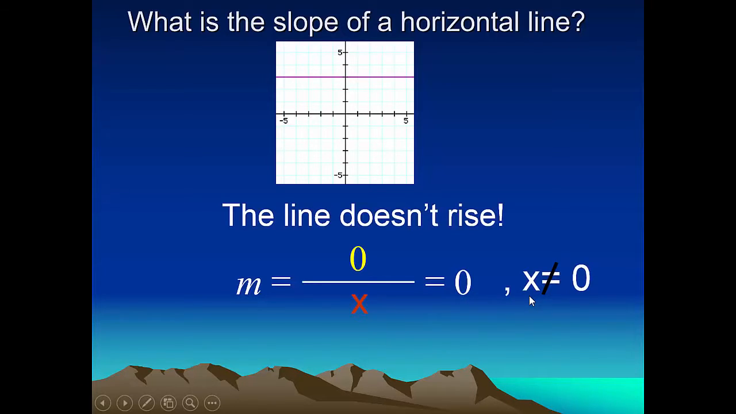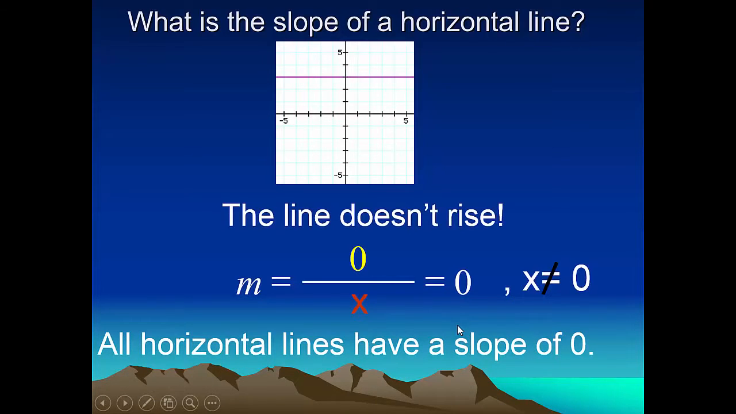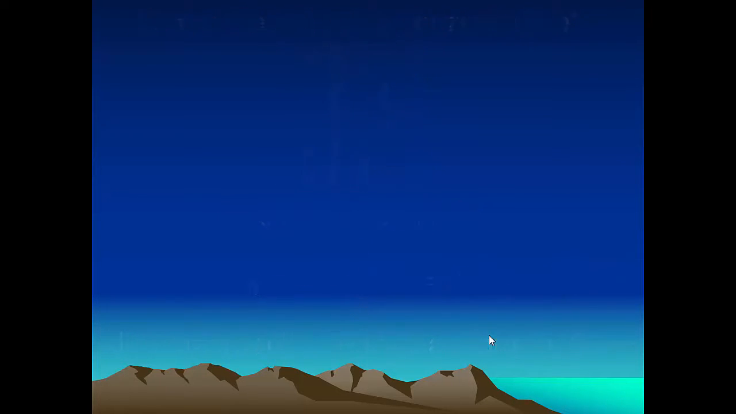Now, one other very important thing is this here. Your x value can never be 0. X cannot equal 0, because 0 over 0 is indeterminate, and we will not deal with that situation. Okay, now, again, all horizontal lines have a slope of 0. So we move on to the next slide.